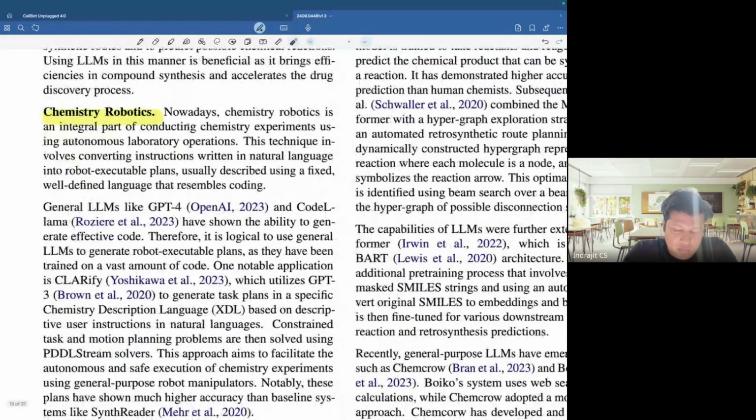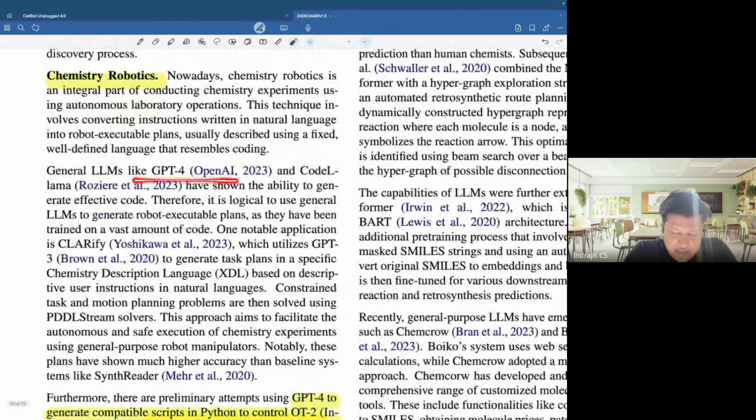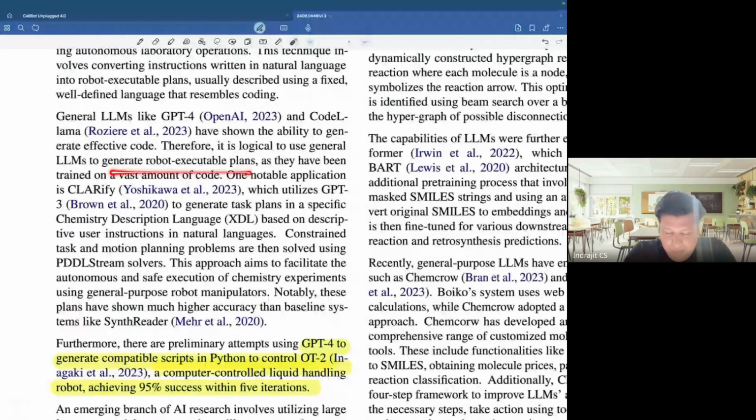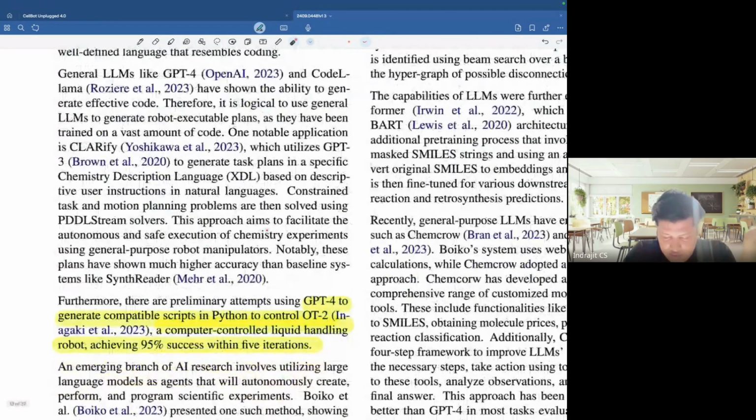Okay. And then we have chemistry robotics, which is an integral part of conducting chemistry experiments. General LLMs like GPT-4 or Code Llama have shown the ability to generate effective code. Therefore, it is logical to use general LLMs to generate robot-executable plans, as they have been trained on a vast amount of code. So if you have to generate code that can actually find the molecules and the drugs that are necessary for this hit identification, it can be specialized to specific code generation for finding a task plan or a specific chemistry description language, or even using natural language.